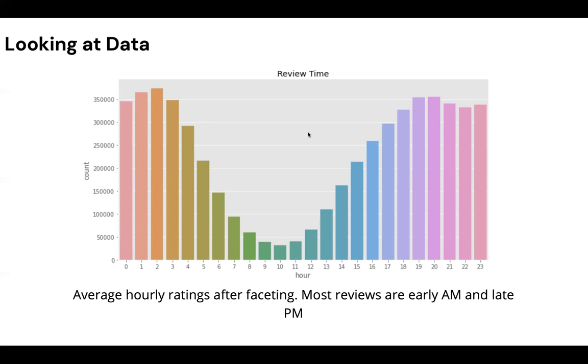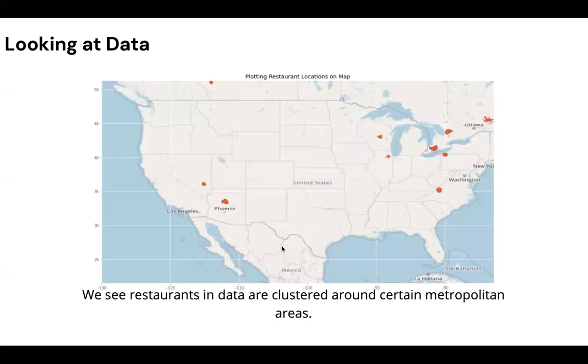In the next plot, we looked at the map. When we plotted the restaurant locations on a US map, we observed that the restaurants in the data are clustered around certain metropolitan areas. Like the blob near Phoenix on the left side of the slide is Las Vegas, and our data had a majority of businesses from Las Vegas.